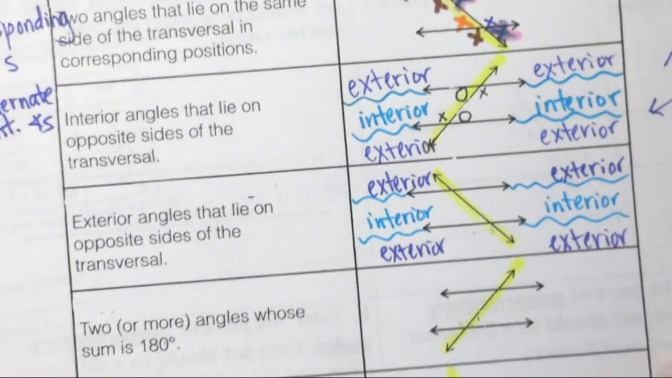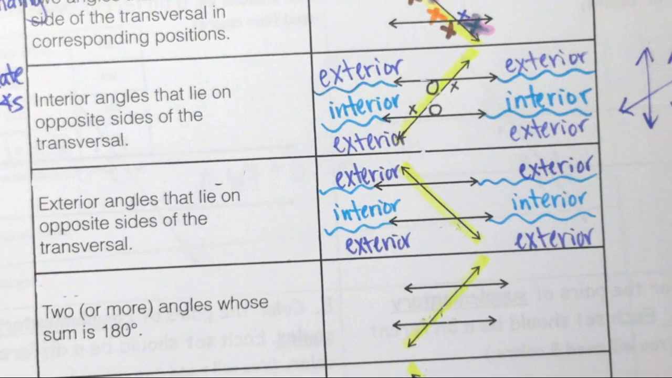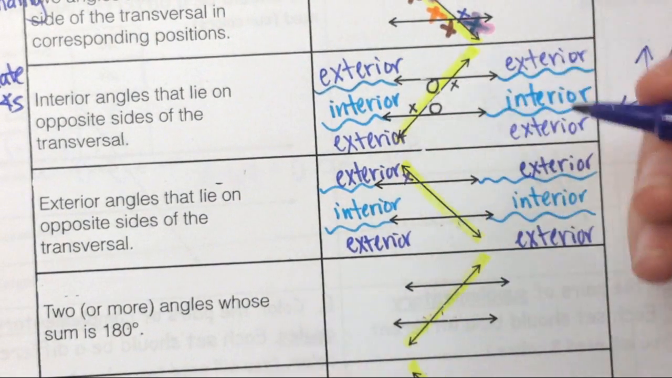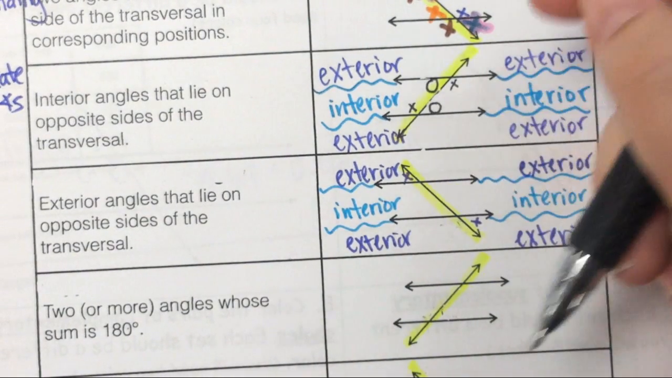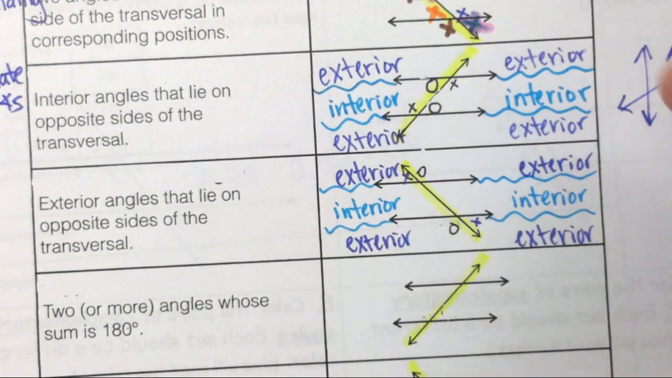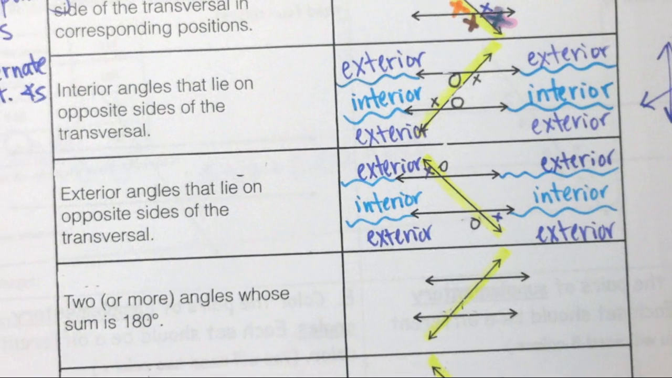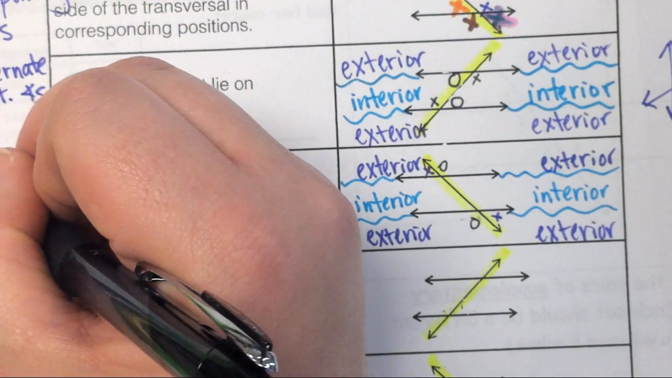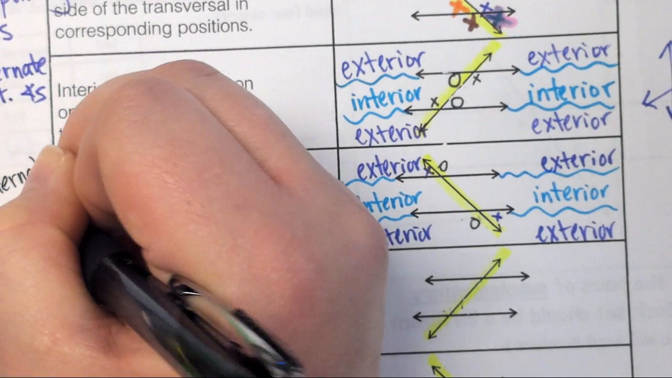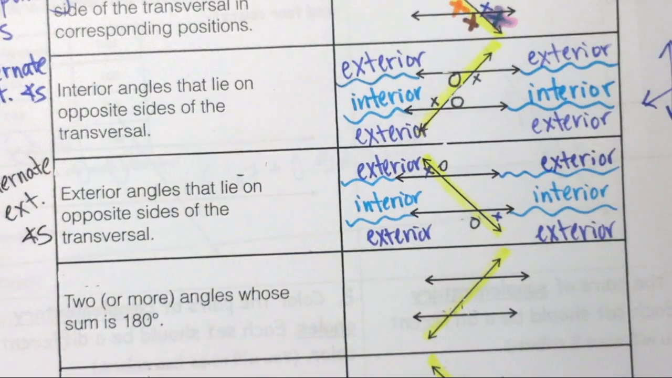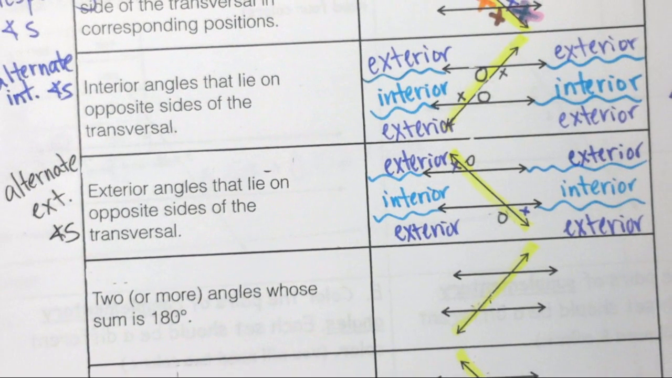Okay, so now I'm actually going to read. It says exterior angles that lie on opposite sides of the transversal. So they're on the outside and they're on opposite sides of that yellow line. And we call that alternate exterior angles.